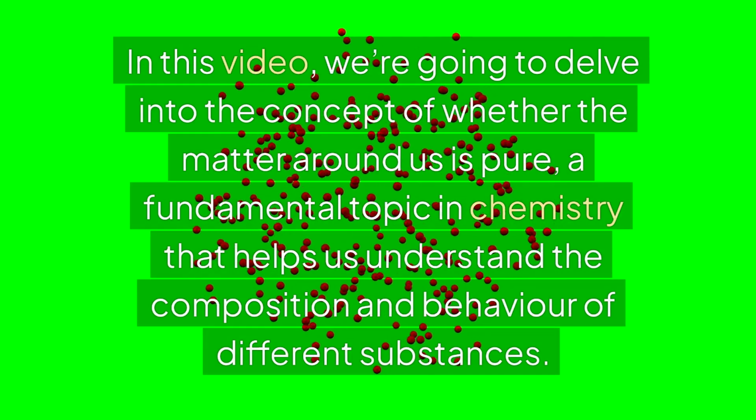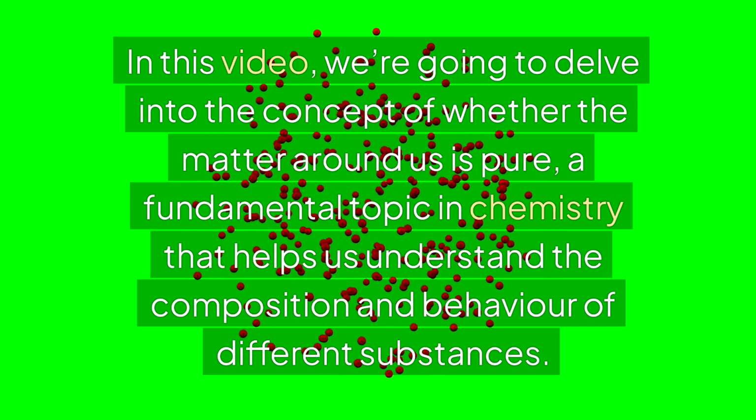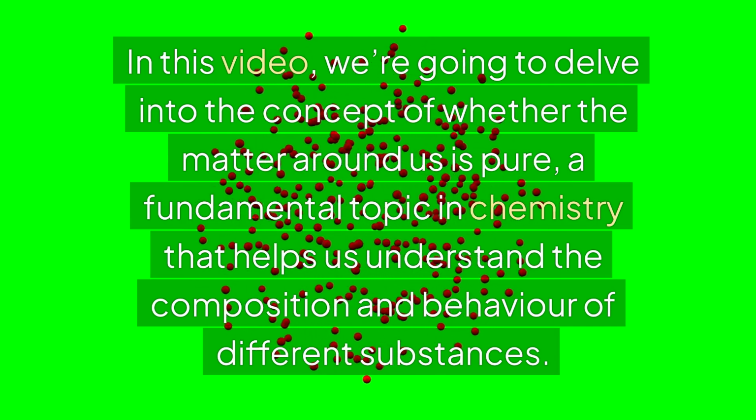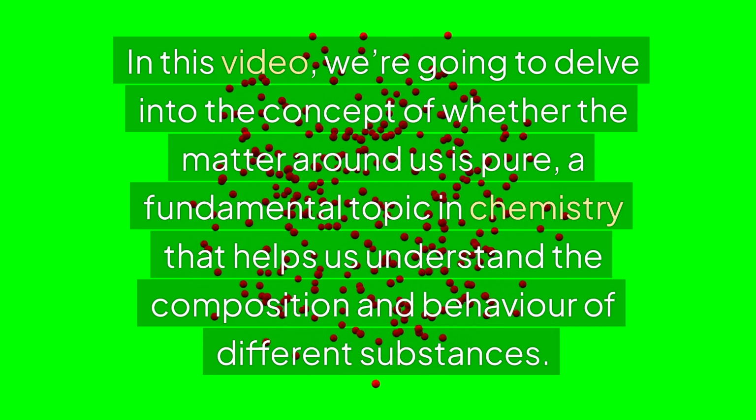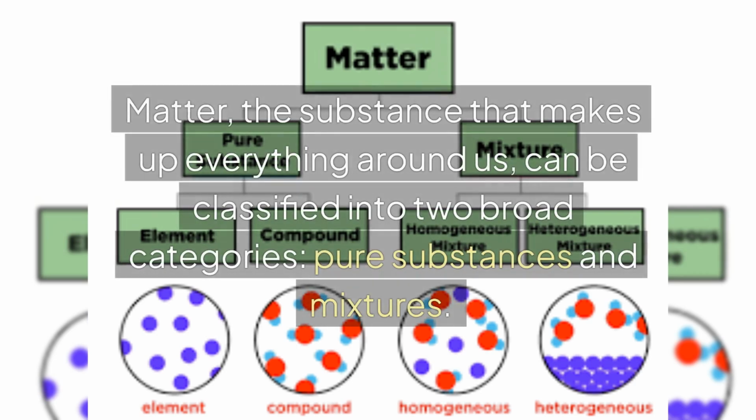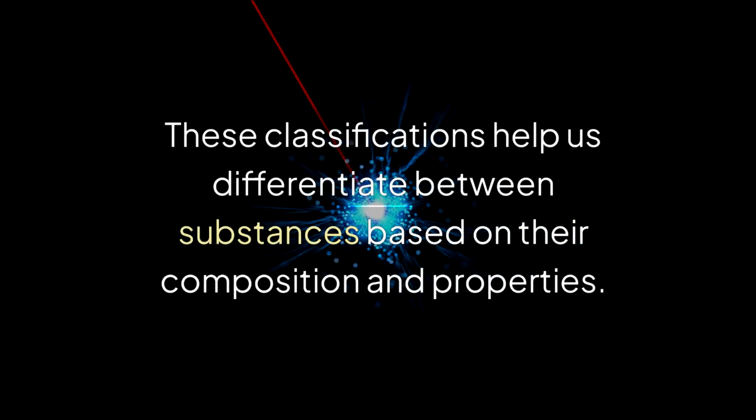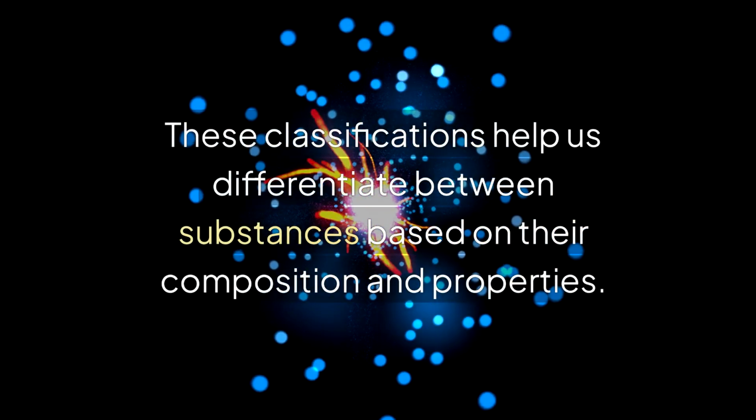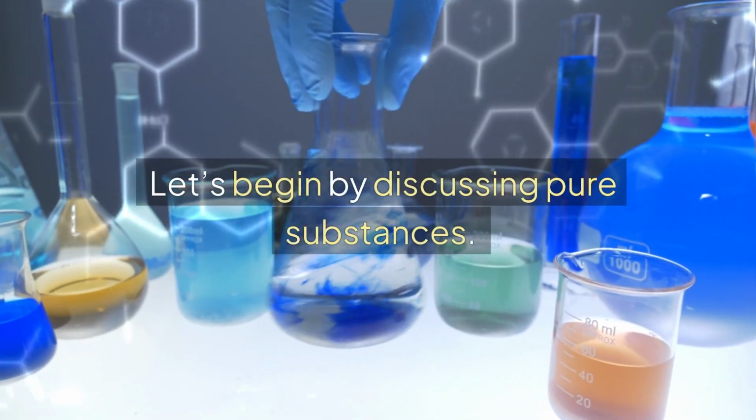In this video, we're going to delve into the concept of whether the matter around us is pure, a fundamental topic in chemistry that helps us understand the composition and behavior of different substances. Matter, the substance that makes up everything around us, can be classified into two broad categories: pure substances and mixtures. These classifications help us differentiate between substances based on their composition and properties. Let's begin by discussing pure substances.